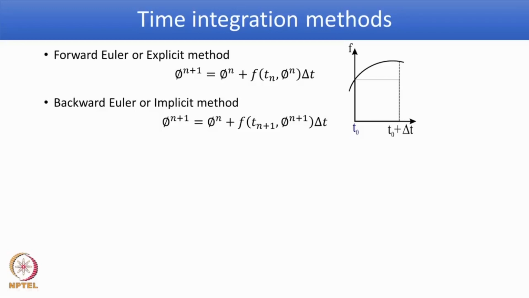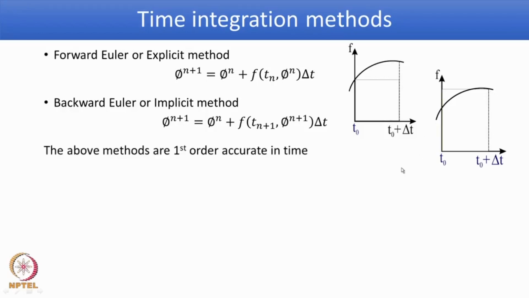Then backward Euler or implicit method takes the value of the function itself, and that is shown graphically here. So, the t0 plus delta t value is used at the n plus 1 value also. Both these methods, that is the Euler methods, you can prove are first order accurate in time. Why do you have to worry about order of accuracy in time?